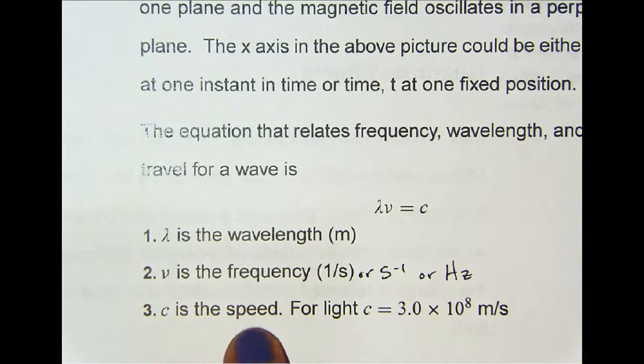And then c is going to be the speed of light, and that will be a constant 3.0 times 10 to the 8 meters per second.